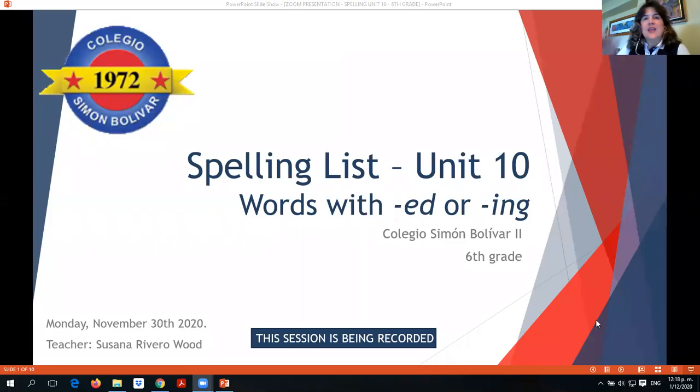Hi guys, today we are going to be looking at Unit 10. Unit 10 contains words that end with ed to create the past of the verb, or ing to create the present participle. Okay, today is November 30th and this session is being recorded.